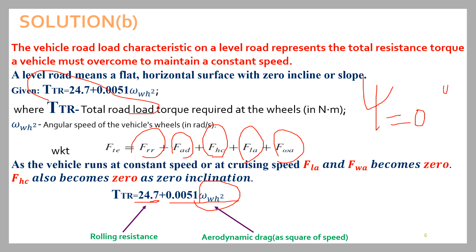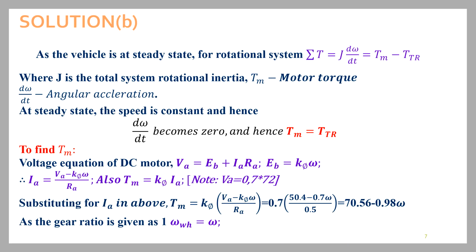So the drag varies as the square of speed, right? And also it is asked in the problem to find the value of the constant speed when the duty ratio is equal to 0.7. This is also the condition given in the second case, right?